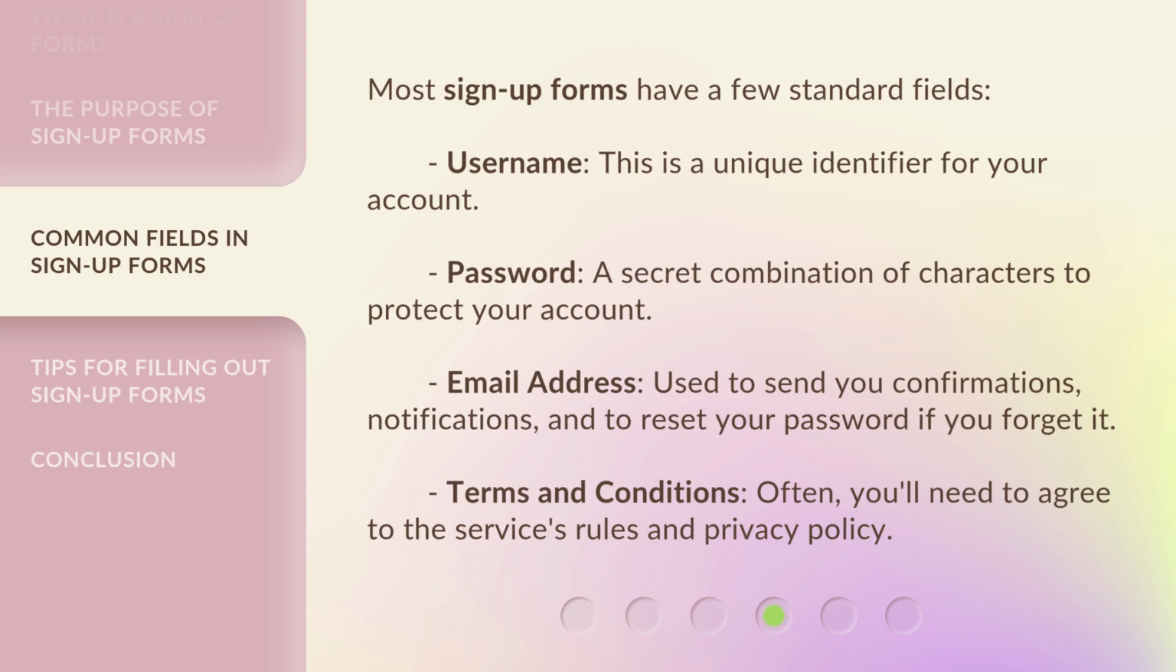Most sign-up forms have a few standard fields. Username. This is a unique identifier for your account. Password. A secret combination of characters to protect your account. Email address. Used to send you confirmations, notifications, and to reset your password if you forget it. Terms and conditions. Often, you'll need to agree to the service's rules and privacy policy.